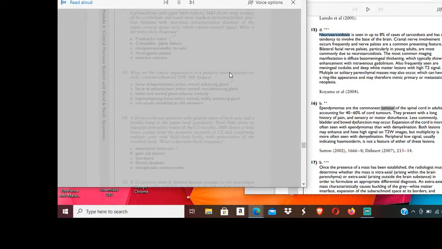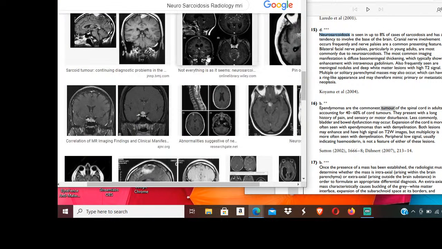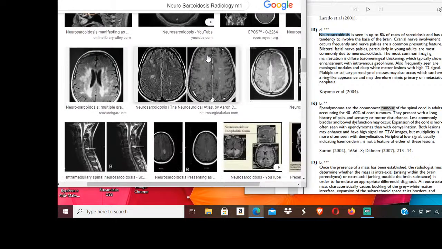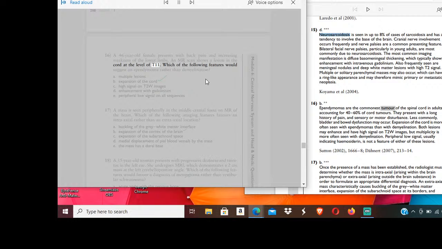Module 6, Central Nervous System and Head and Neck Questions. 16. A 46-year-old female presents with back pain and increasing weakness of the lower limbs. An MR scan shows a lesion in the cord at the level of T11. Which of the following features would suggest an ependymoma rather than demyelination?